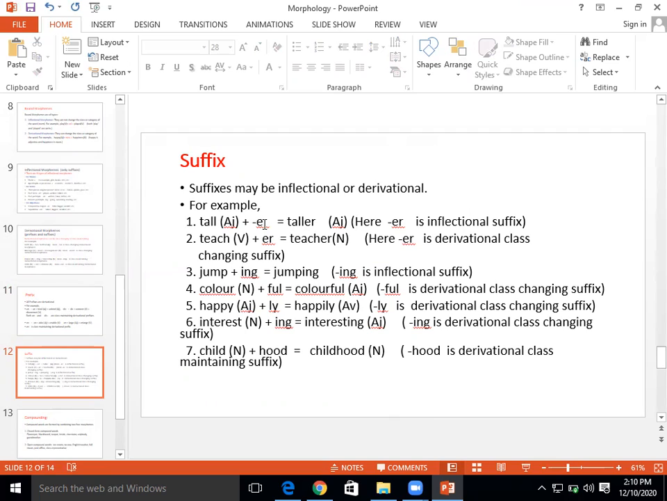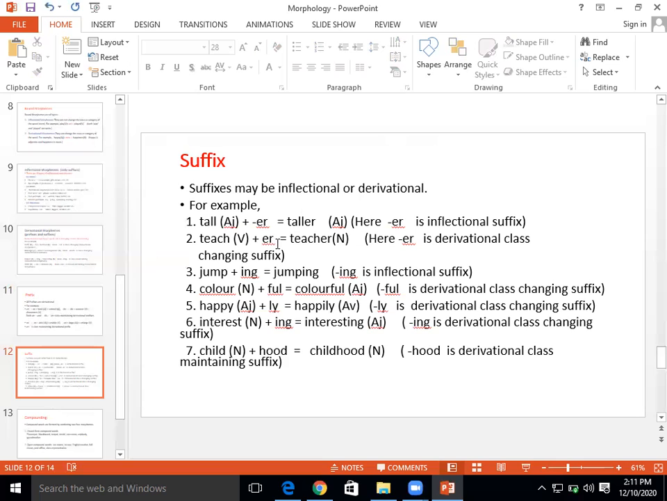Then again ed, en, or ing added to a verb, again inflectional, and two more, that is er and est added to adjectives, they are also inflectional suffixes. So here er in taller is an inflectional suffix. Inflectional is not class changing or maintaining, only derivational is class changing or maintaining.